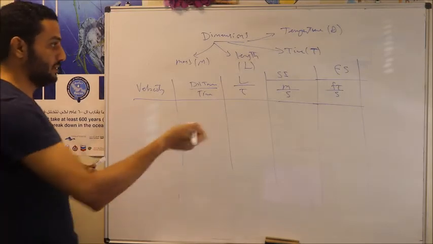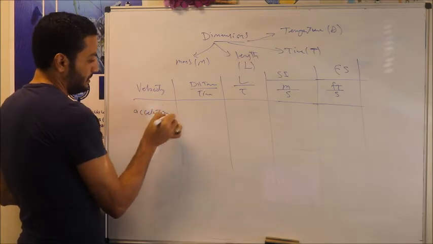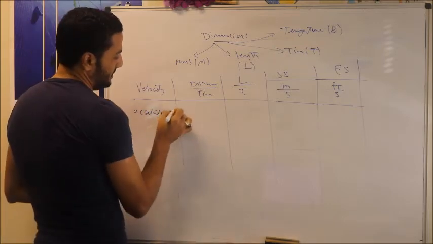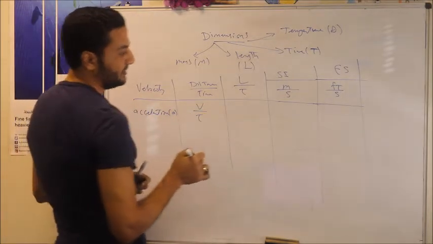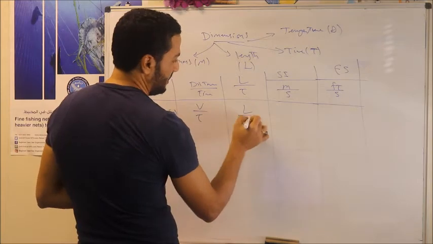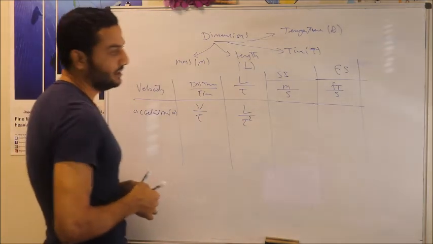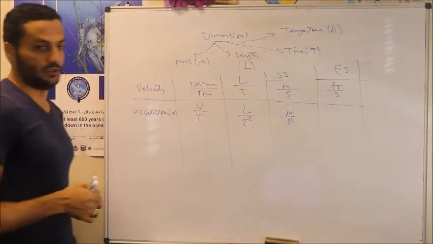Let's consider another parameter, like acceleration. Acceleration, which has the symbol a, is defined as the rate of change of velocity v over t. So the dimension will be L over t, like velocity, divided by one more t, so it will be L over t squared, and the unit is meter per second squared. Okay.